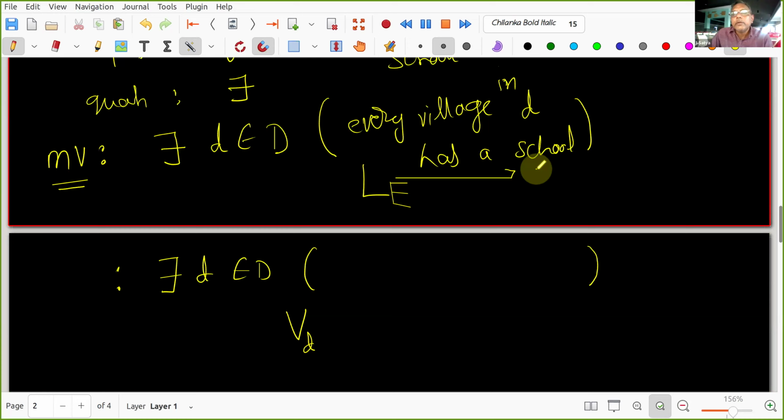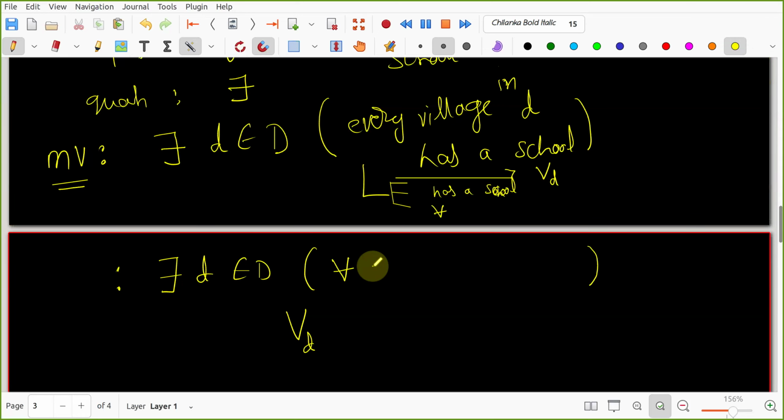Okay, good. So we'll move on. That is V_d, the set is V_d. And what is the property, Sudhanshu? That it has a school. Village has a school. Very good. What is the quantifier? For all. Given any. Can you tell me what I have to write now? Given any village, a small v we can choose. Very good.